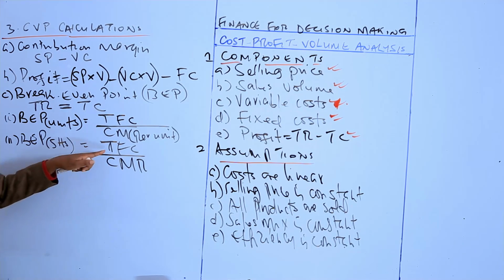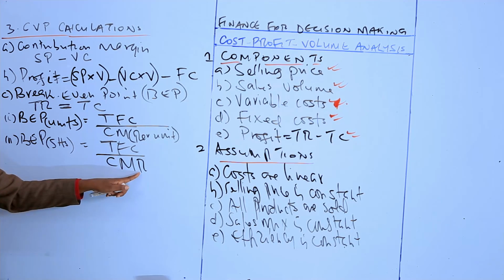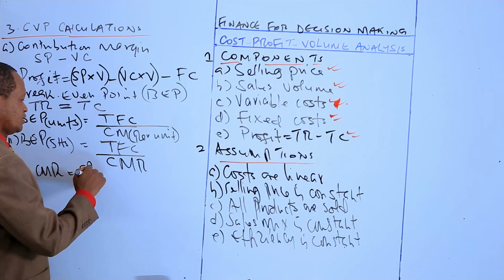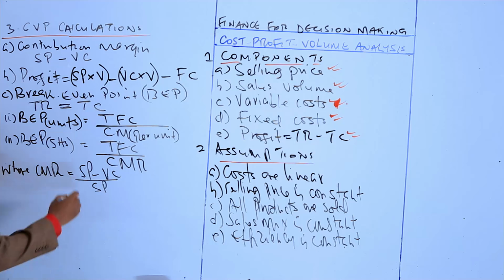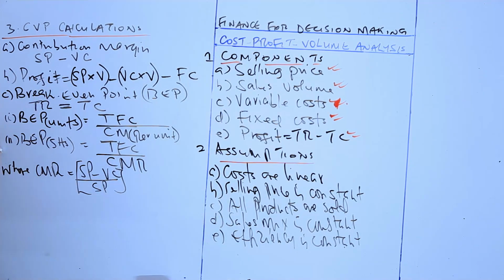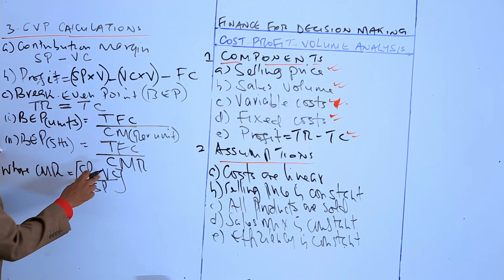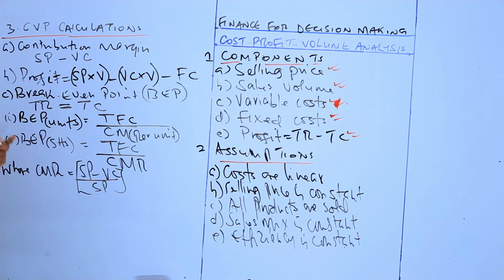Break-even point in shillings will be equal to the total fixed cost over the contribution margin ratio, where the contribution margin ratio is equal to the selling price per unit minus variable cost per unit, divided by the selling price per unit. This will give us the contribution margin ratio. It has to be 0 point something because the denominator is more than the numerator. It's a ratio. So this is how to determine the contribution margin ratio.